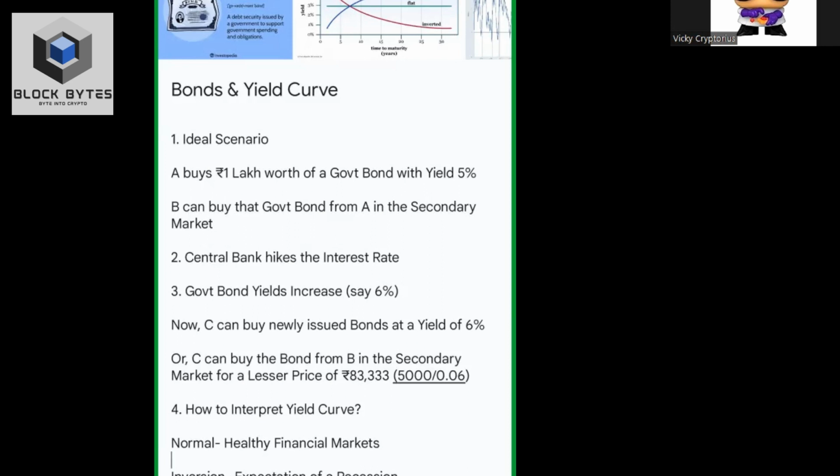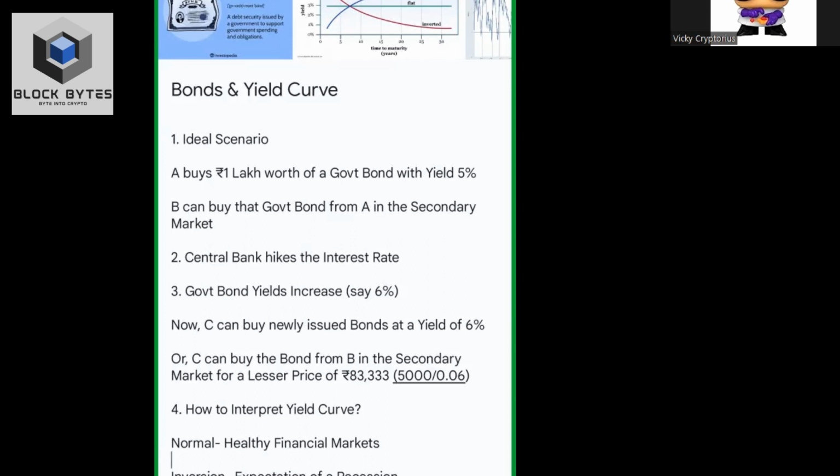Now, let's say I am B. I have a government bond with me for which I spent 1 lakh rupees, and I have a yield of 5%, a monthly interest payment of 5,000. I will actually be sad. Why? Because the new bonds coming out in the market have a yield of 6%, whereas I have a bond that pays only 5%. So this is a problem. When the interest rates are hiked by the central banks, those holding bonds will suffer, because whatever bonds they're holding, they bought for a lesser yield, and now there are newly issued bonds in the market for a higher yield.